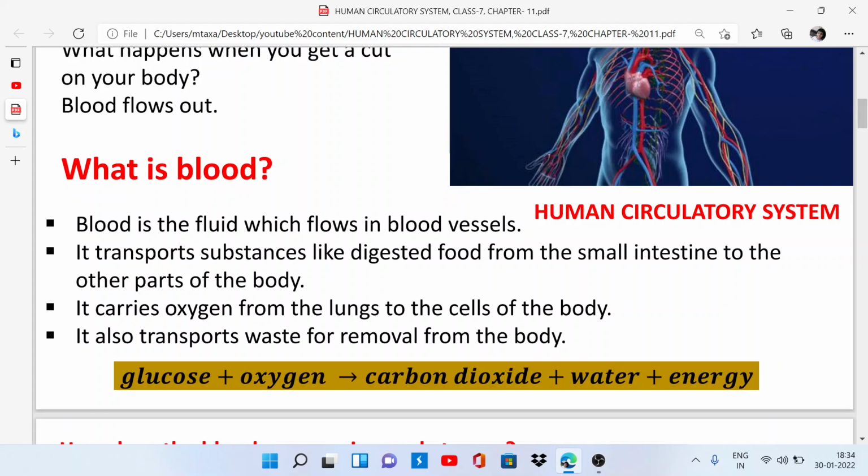Blood transports substances like digested food from the small intestine to other parts of the body. It carries oxygen from the lungs to the cells of the body. It transports waste for removal from the body.